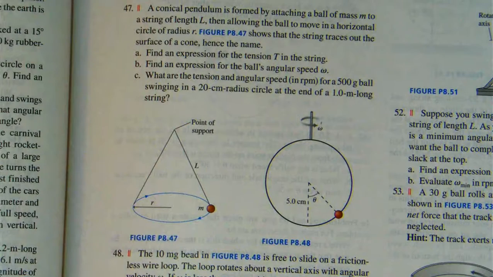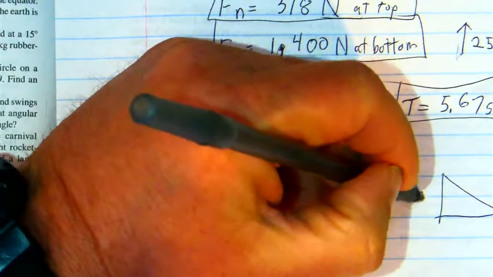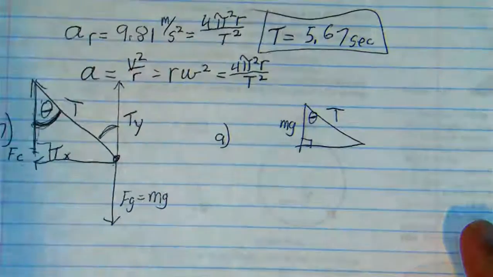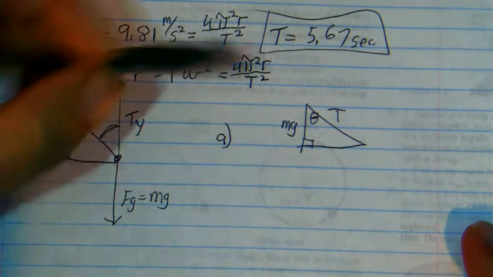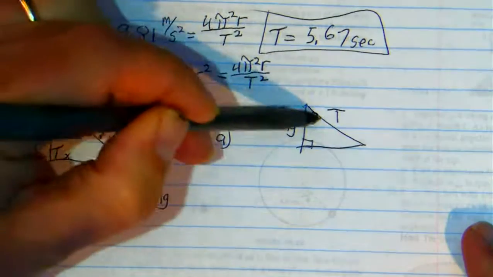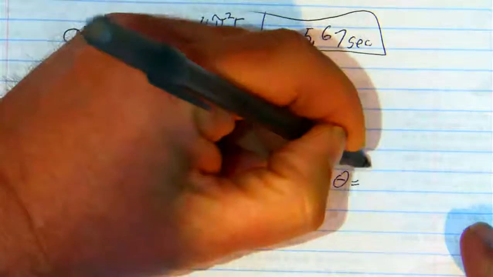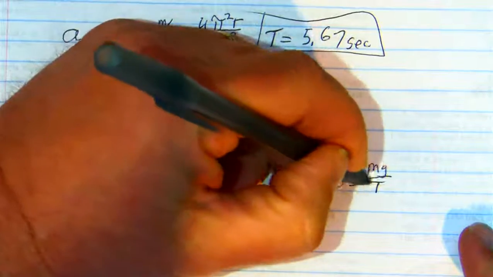So if you want to contemplate a right triangle whose vertical leg is mg, whose angle with the vertical is theta, how would you express the tension? Well, this is the adjacent side of a right triangle, so you could say that the cosine of theta is equal to the weight of the mass divided by the tension in the string.